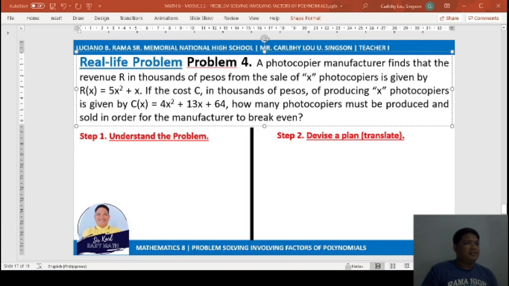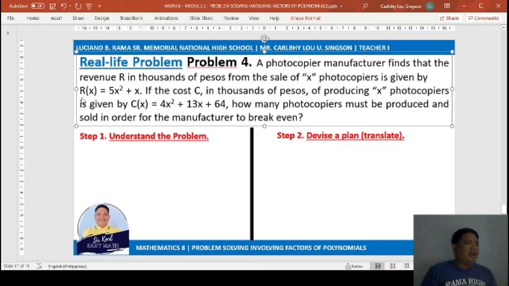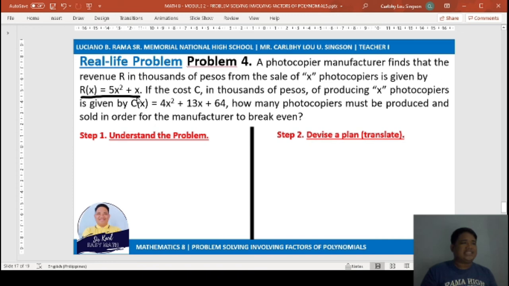All right, let us now move on to our final word problem that we're going to answer today. This is real life problem number 4, and it goes like this. A photocopier manufacturer finds that the revenue earned in thousands of pesos from the sale of X photocopiers is given by R of X is equal to 5X squared plus X. If the cost C in thousands of pesos of producing X photocopiers is given by C of X is equal to 4X squared plus 13X plus 64, how many photocopiers must be produced and sold in order for the manufacturer to break even?